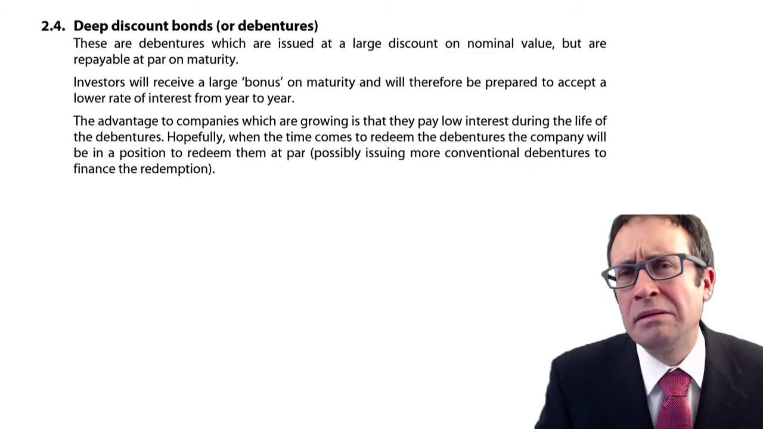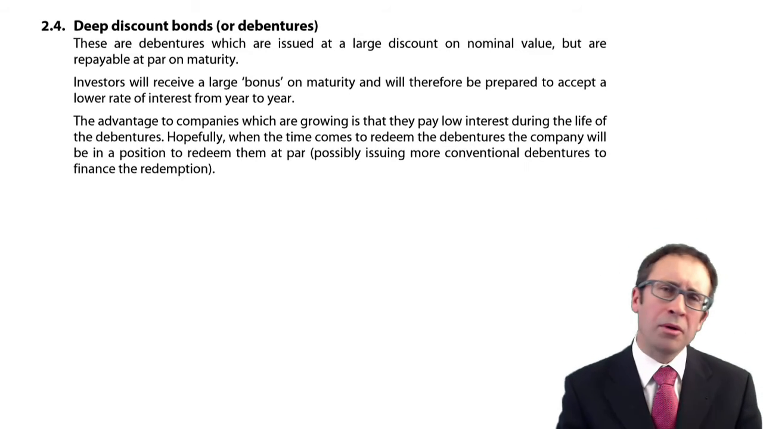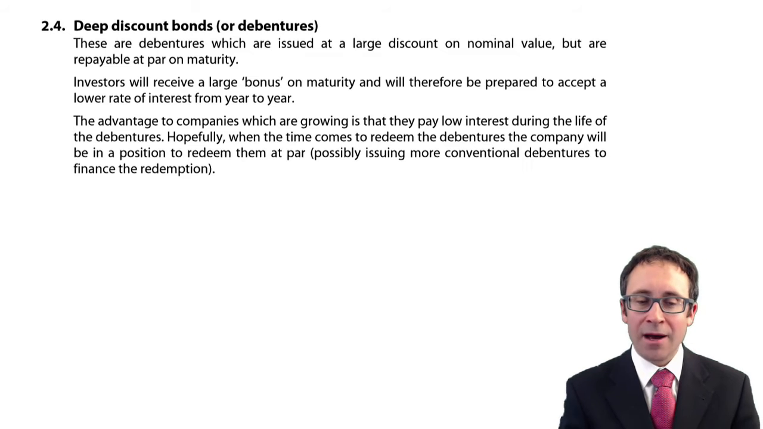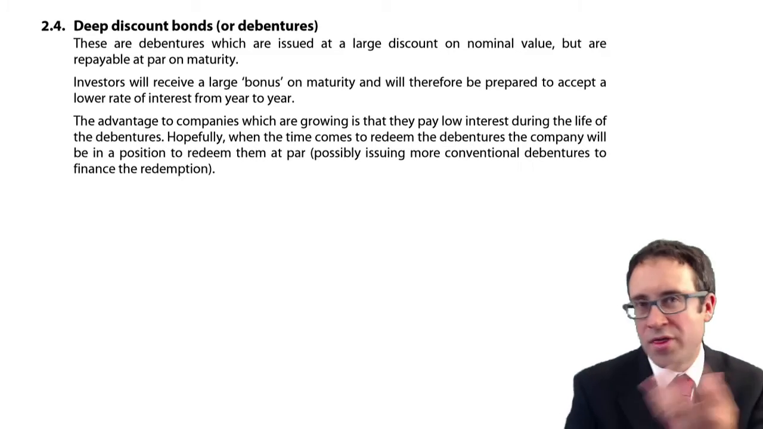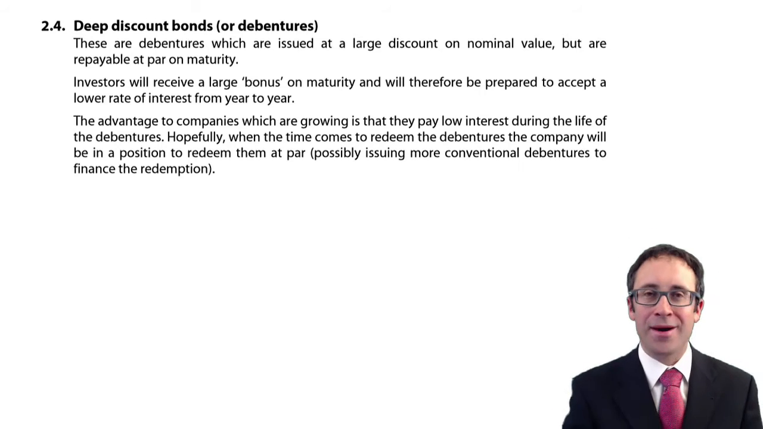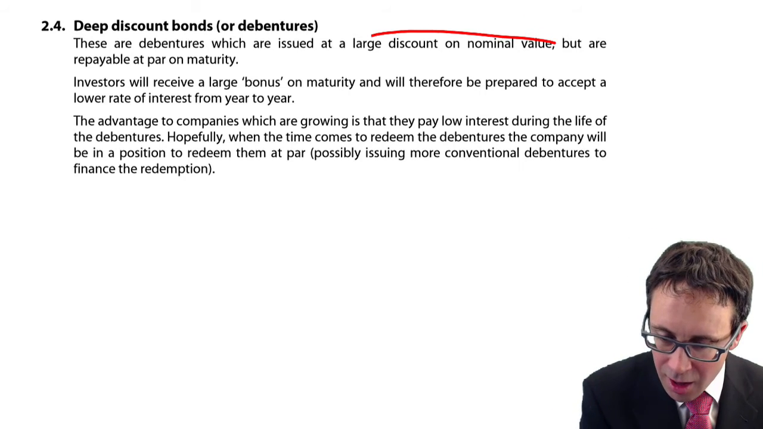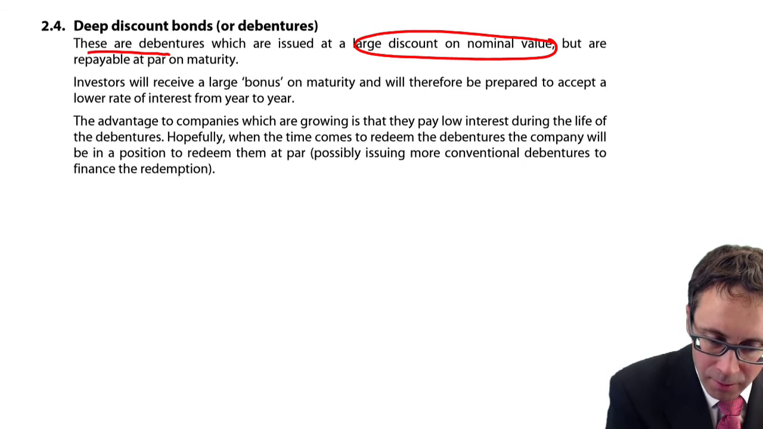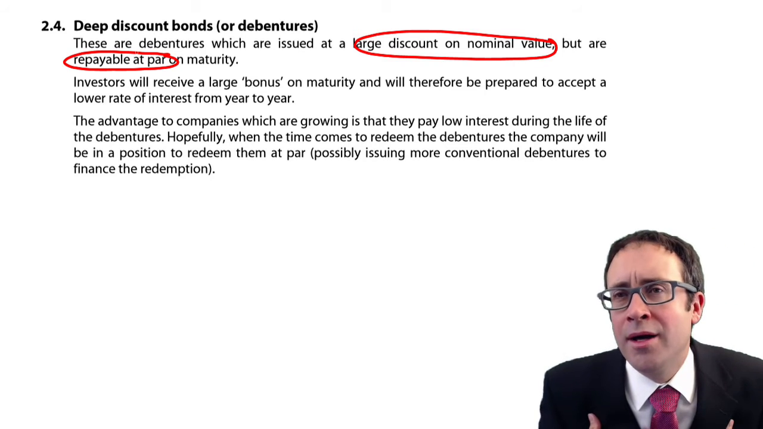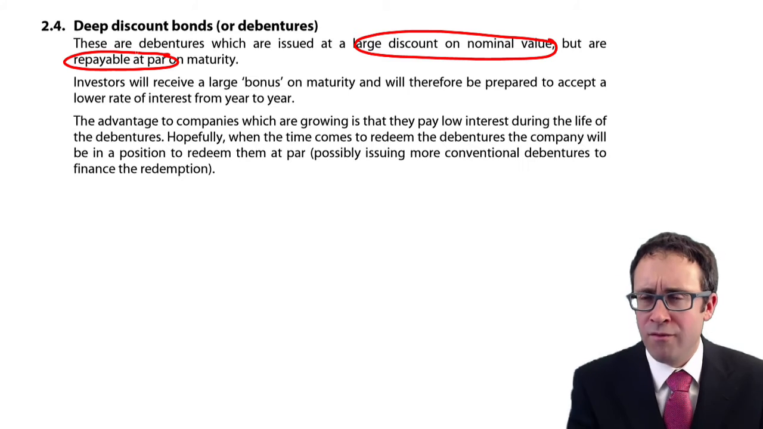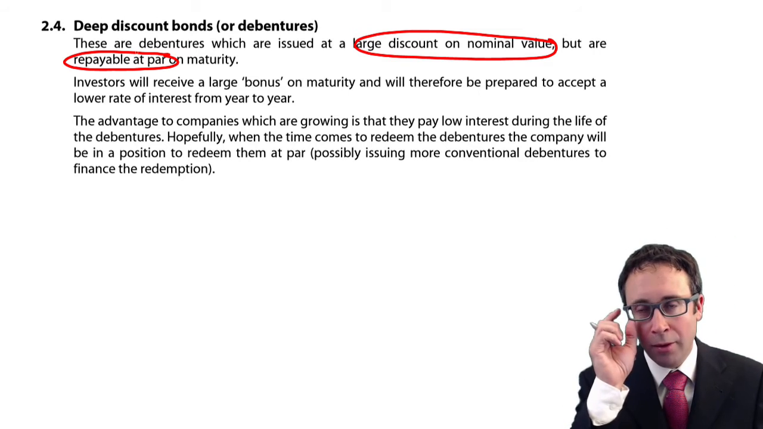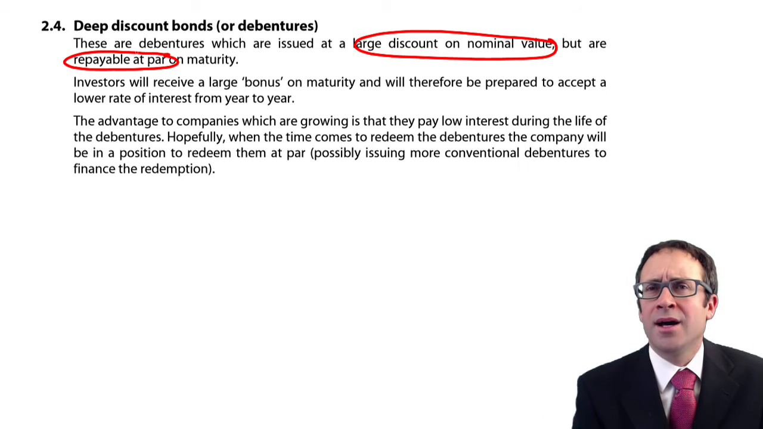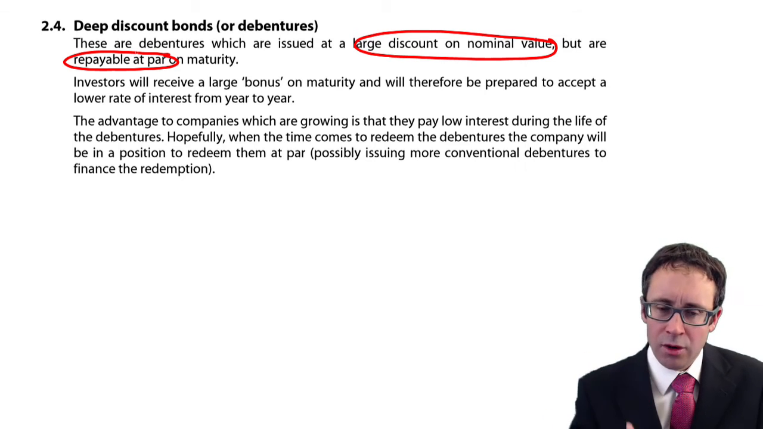Other bits and pieces, again, we may have seen bits of them elsewhere, but quick recap. Deep discount bonds or debentures. Okay. Fairly self-explanatory, really. It's a bond that is issued with a deep discount. Okay. What do we mean by a deep discount? That's a large discount on the nominal value. Okay. And then they are repayable at par. So why would I, as a company, issue the bonds at such a low value compared to the nominal value? Because surely that then means that I get less finance. Okay, I get less money coming in.